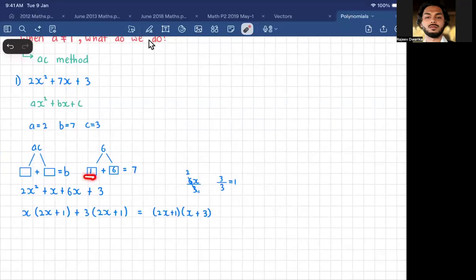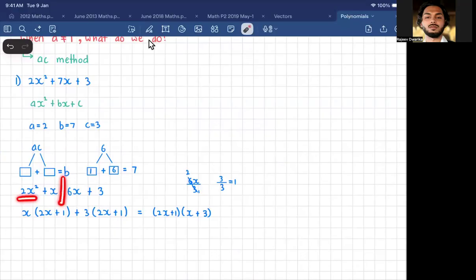Once we figured out what you would need to get back 6 and get back 7, you are going to use this to split the middle term. So Avinash, I could split 7x into 1x plus 6x, right? Then you're going to split the expression in half.